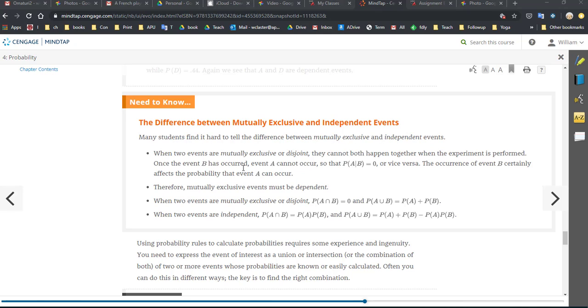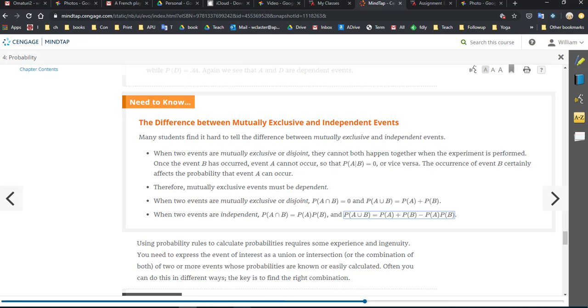So let's look. Remember, we just talked about independent here. Two events are called independent when the probability of A intersect B equals the probability of A times the probability of B. Okay, so that's independent. Now let's review what is mutually exclusive or disjoint. Remember, we said that they can't happen at the same time, or that their intersection is empty. When the intersection of A and B is empty, so they're disjoint, that means they're mutually exclusive. So that means the probability of A intersect B equals 0.